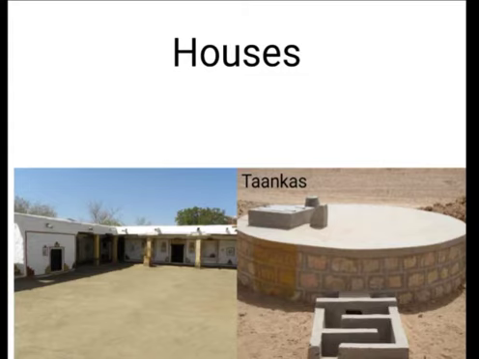Houses. Most houses have a flat roof and a few small windows. The walls are thick to keep the heat out so that the houses remain cool. Some houses have underground tanks to store rainwater. Such tanks are called tankas.